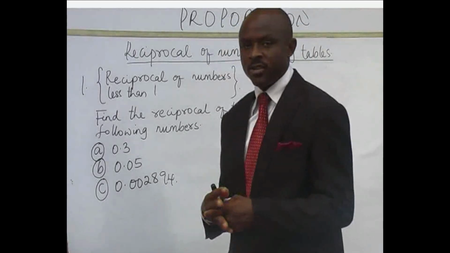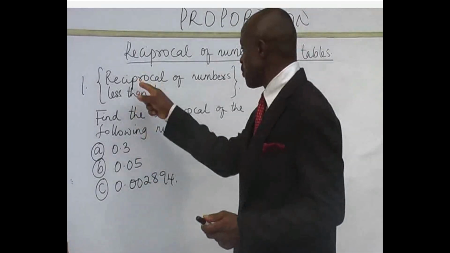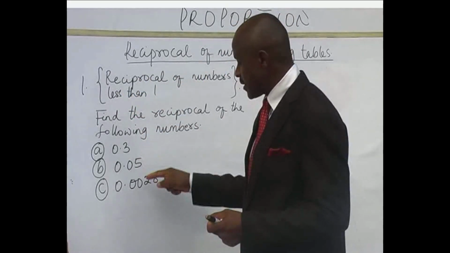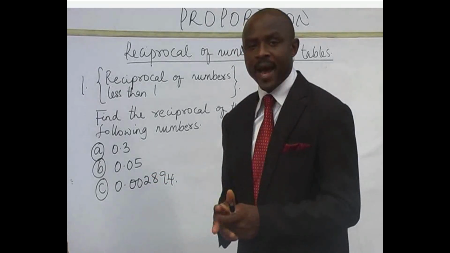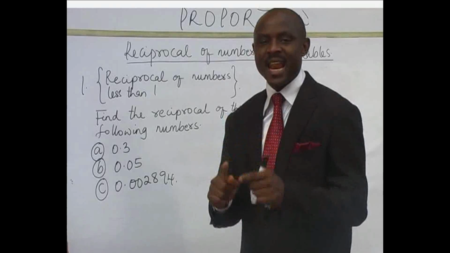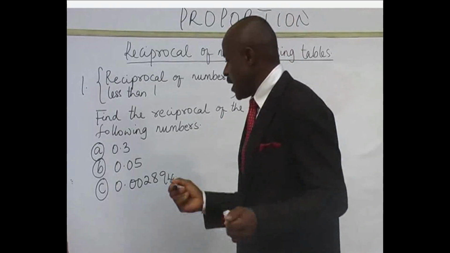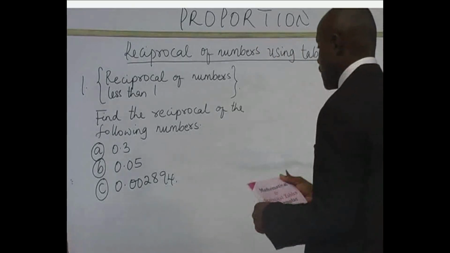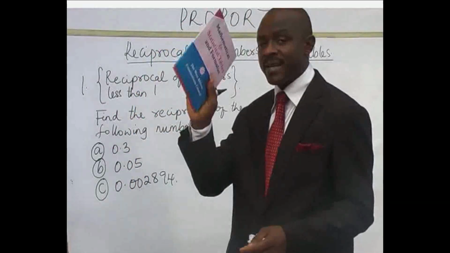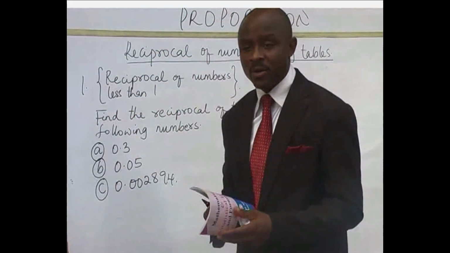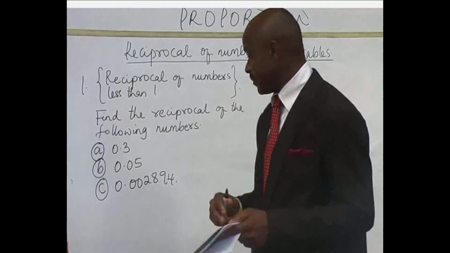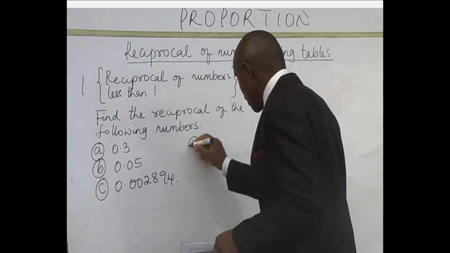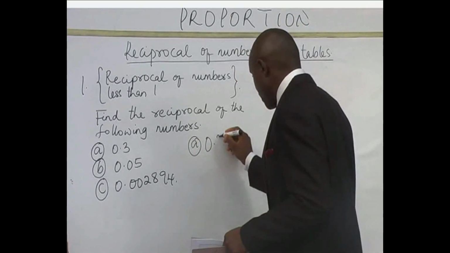The first out of the three that was listed, reciprocal of numbers less than 1. We are going to use these three examples to teach you how to find reciprocal of numbers less than 1. In doing that, get your 4-figure table. As I told you, the reciprocal of numbers in this book can be found in page 6 through page 7. So bring out the first number, that is question number A, says 0.3.